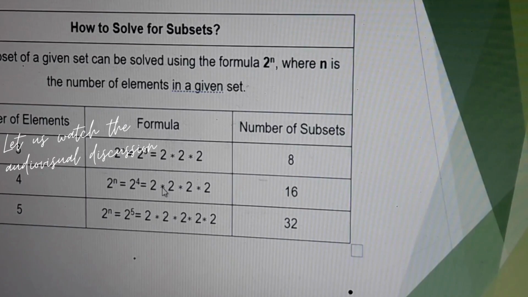If there are 4 elements, that means 2 to the n. Solving for the subsets, 2 to the power of 4, multiplying 2 four times by itself, is equivalent to 16. If there are 5, 2 to the power of 5, multiplying 2 five times by itself, is equivalent to 32. This particular formula will go on for whatever number of elements we have. We can easily determine the number of subsets even if we are not putting them into a roster.